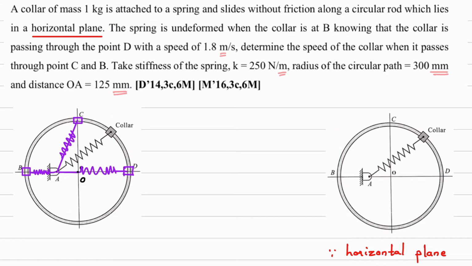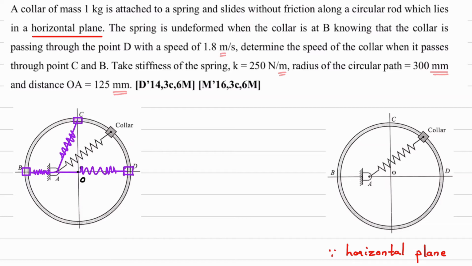So I'll read the question. A collar of mass 1 kg. So here you can see this is the collar, attached to a spring. So this is a spring, and slides without friction. Friction is a non-conservative force, and we do not have to consider it for this numerical. Okay, so we don't have a non-conservative force for this numerical.